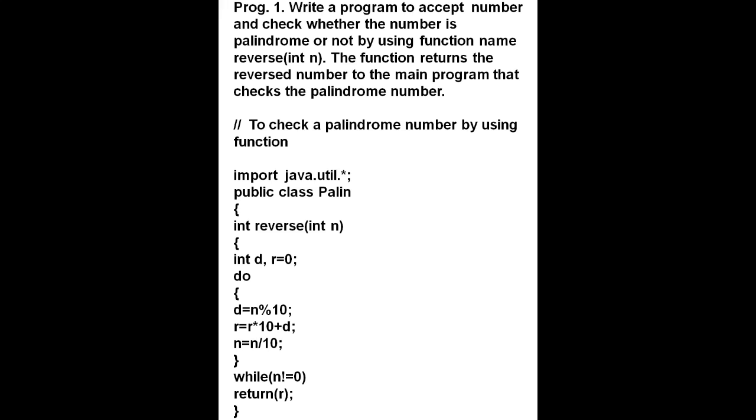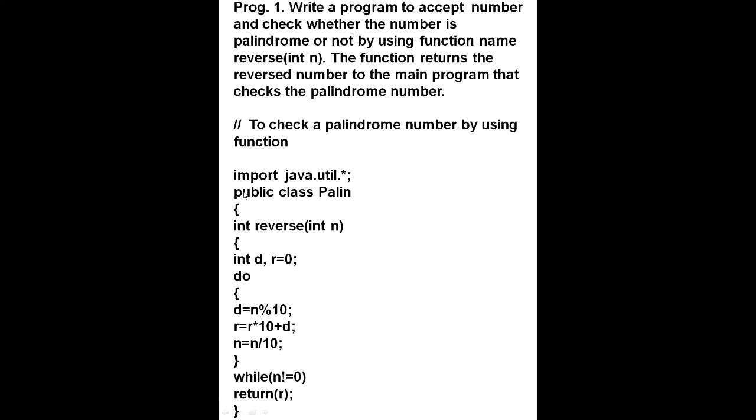As you know, a palindrome number is a number which, when we write it in reverse order, is the same as the number which we have entered. Now to check a palindrome number by using functions, we have done these number programs earlier, but now we are doing this program with a function named reverse.